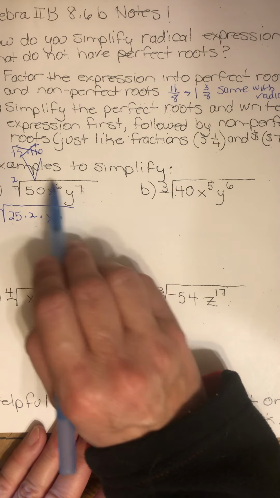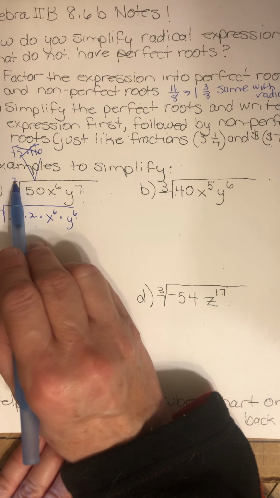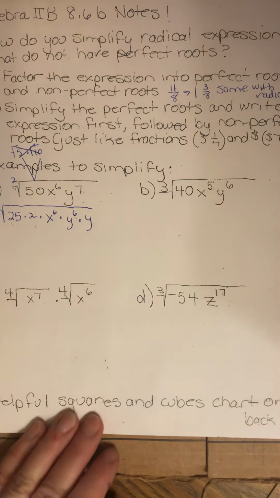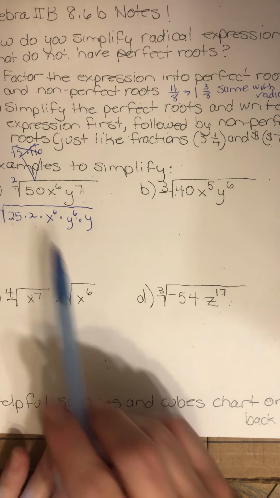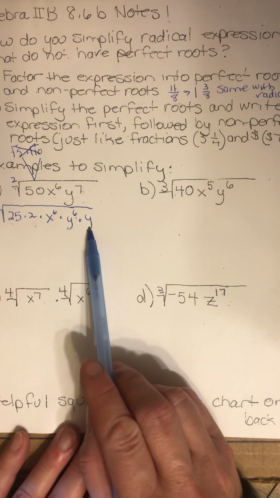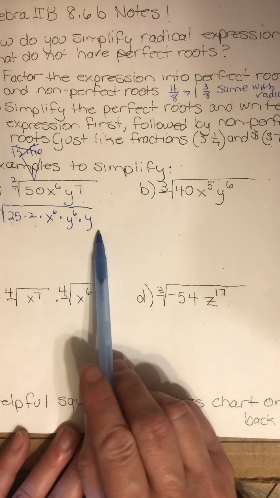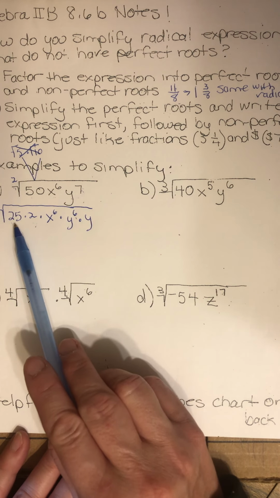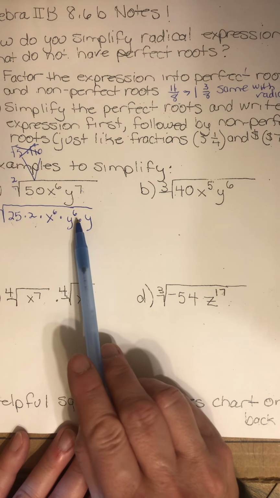So let's see, y to the 7th, let's go down one, y to the 6th, sure. Y to the 6th, I can take the square root of that perfectly. 6 divided by 2 is 3. How many y's am I missing? 1. So, notice the expression underneath the square root radical sign is still what I have above, but I divided it into perfect roots and not perfect roots.